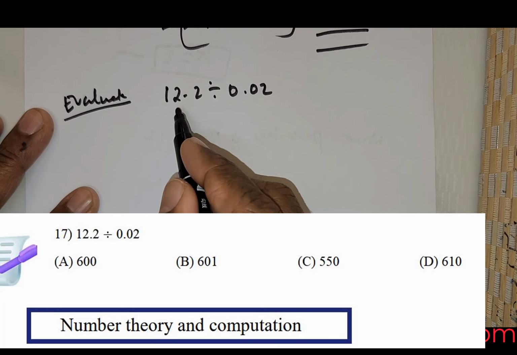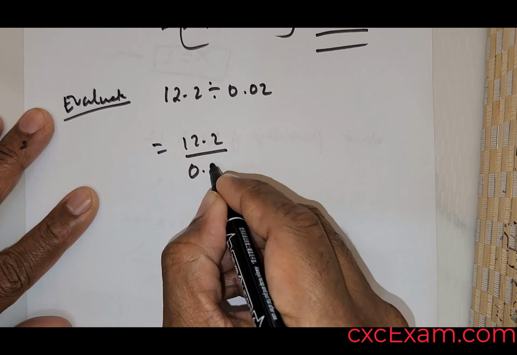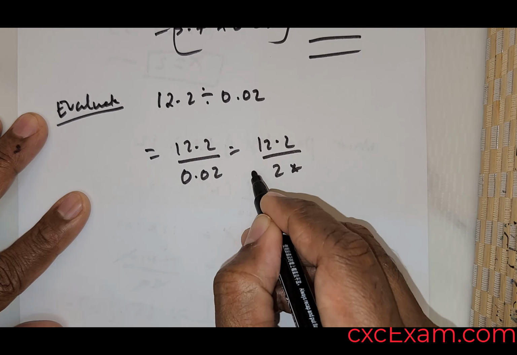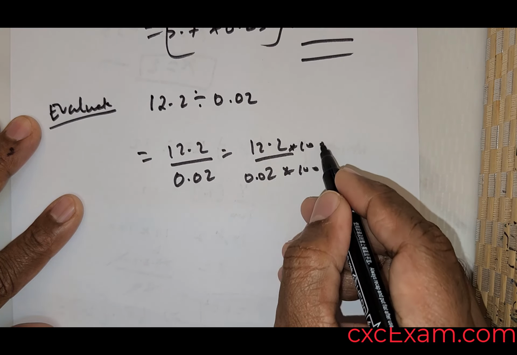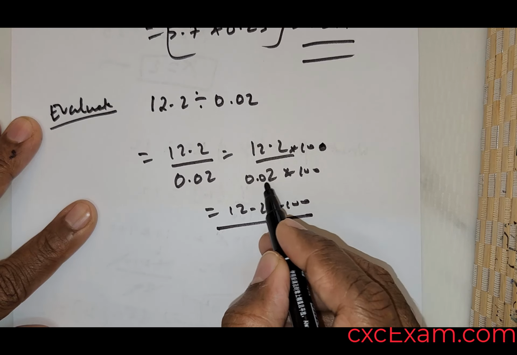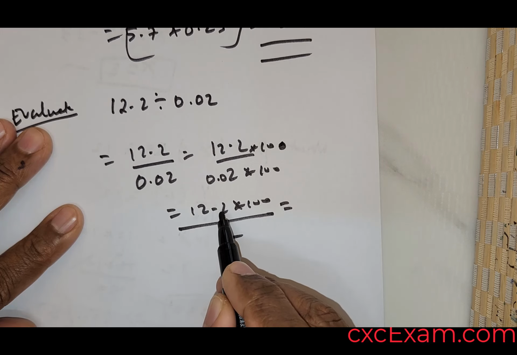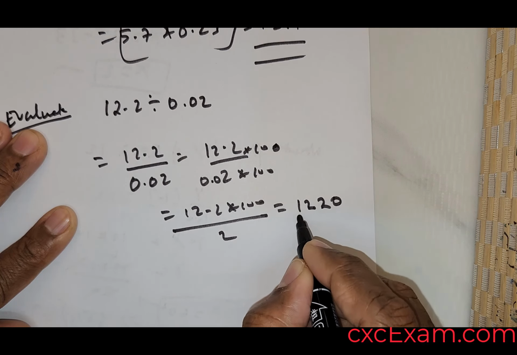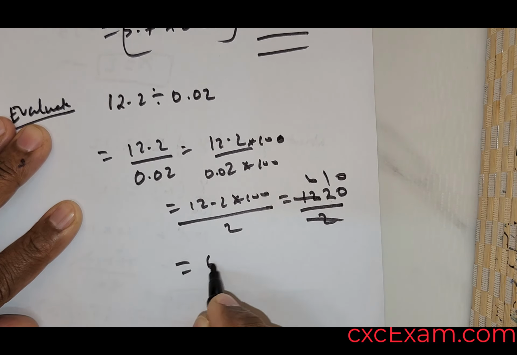Now this is the next question. We got to evaluate 12.2 divided by 0.02. So this is nothing but 12.2 over 0.02. I want to get rid of these decimals. So what I'm going to do is multiply 0.02 by 100 and divide by 100. So this is rewritten as 12.2 times 100 divided by, when you multiply 0.02 with 100 you get 2. Now when you multiply 12.2 with 100 you get 1220. The decimal gets moved towards the right. So it's going to be 1220 divided by 2. 2 divides 12 6 times, 1 times, 0 times. So the answer is 610.